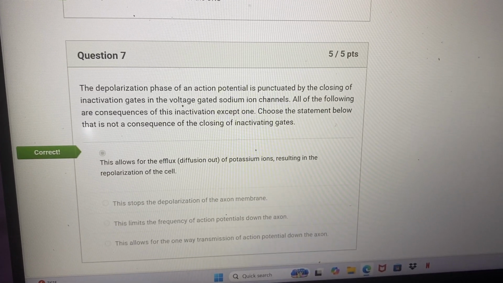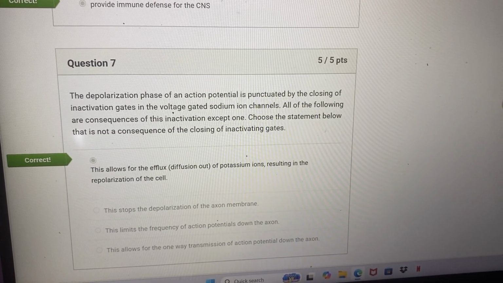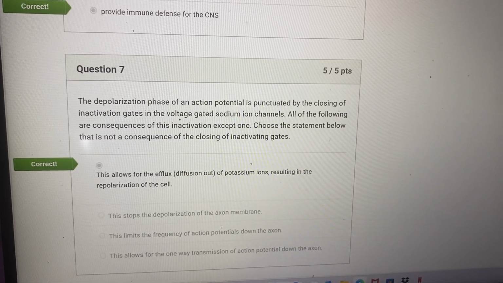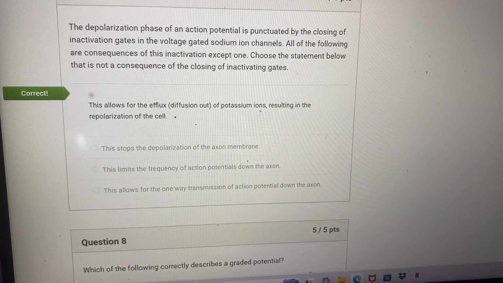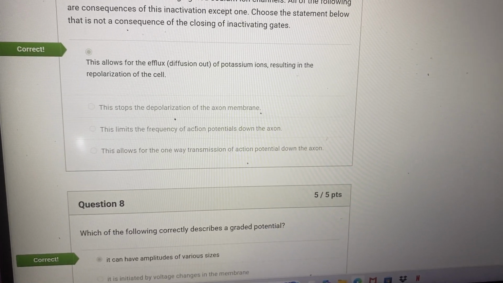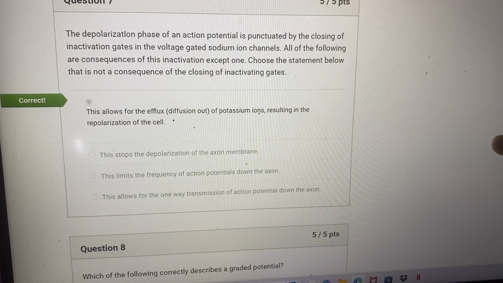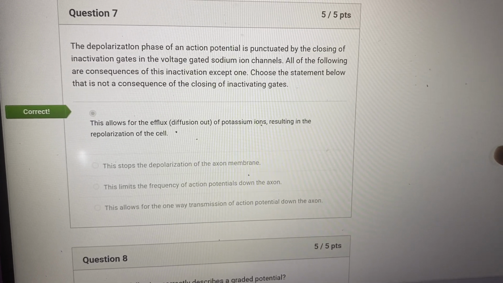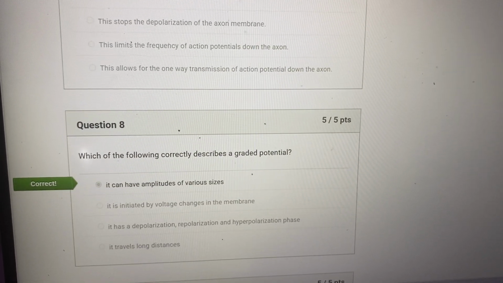The depolarization of an action potential is punctuated by the closing of the inactivation gates in the voltage-gated ion channels. All the following are consequences of this inactivation except one. The consequences are: this stops the depolarization of the axon membrane, it limits the frequency of action potentials, and it allows for the one-way transmission of the action potential down the axon. The thing that is not a consequence is that it allows for the efflux out of potassium ions, resulting in the repolarization of the cell.